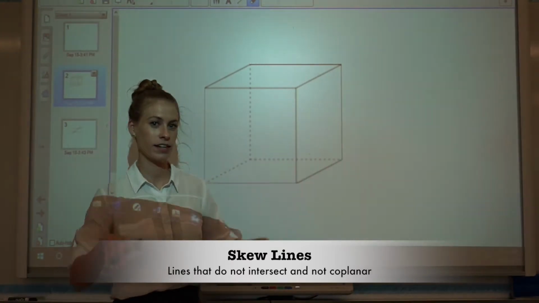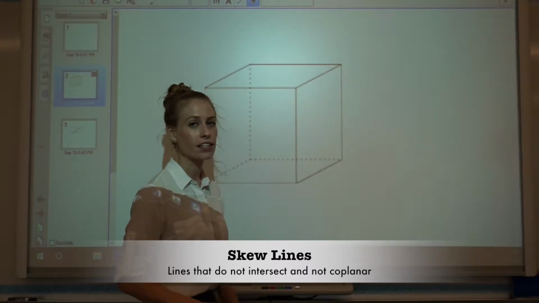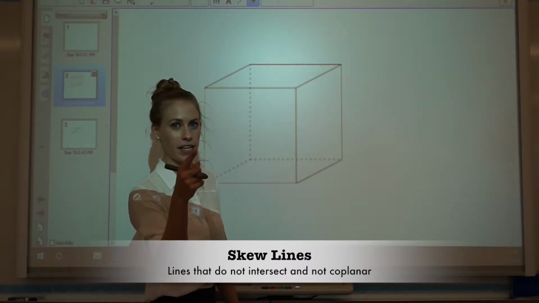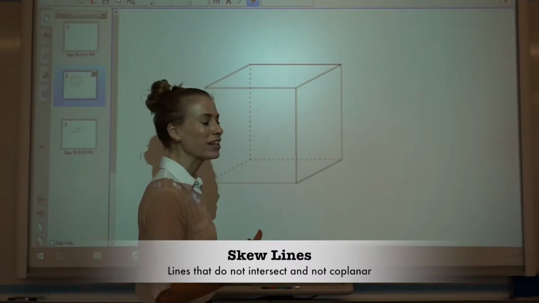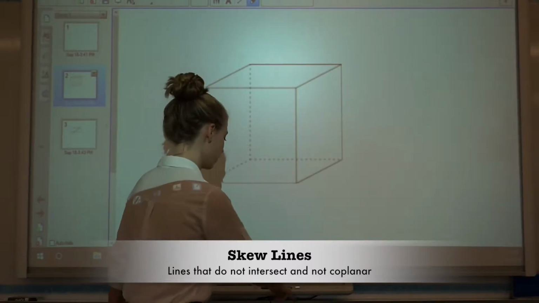Skew lines. All right. Skew lines are lines that never intersect, but they're non-coplanar. So non, not, co, same, planar, plane. So they're not on the same plane, but they don't intersect. So for example, I got my little cube here.